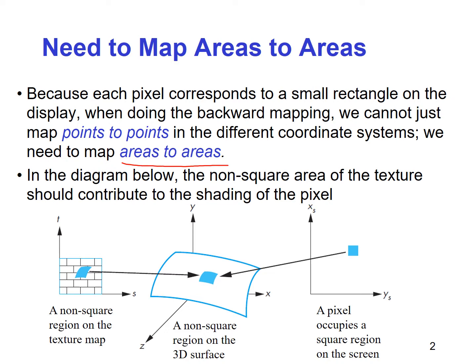If you look here, this pixel is basically a rectangular shape. When mapped onto the 3D object, it warps and the shape changes. And when further mapped to the texture, it gets another shape. Hence, it is better to perform area to area mapping rather than point to point mapping.